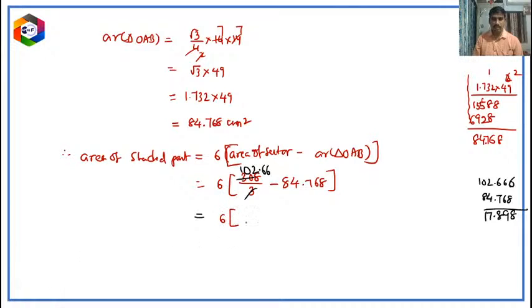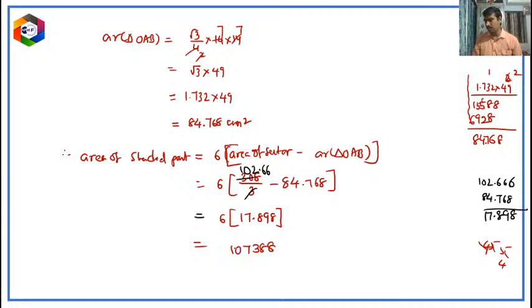So 6 into 17.898. Now you can multiply. 8 6s are 48, 4 carry. 9 6s are 54 plus 4, which is equal to 58, again 5 carry, and 8 6s are 48 plus 5, that means 53, 3, again 5 carry. 7 6s are 42 plus 5, which is equal to 47, which will be 4. 6 1s is 6 plus 4, 10.